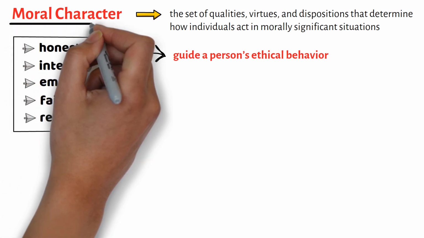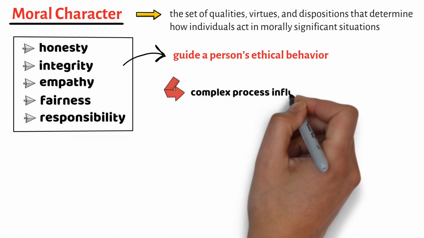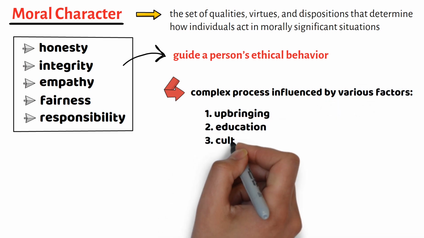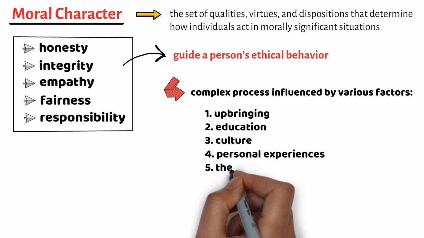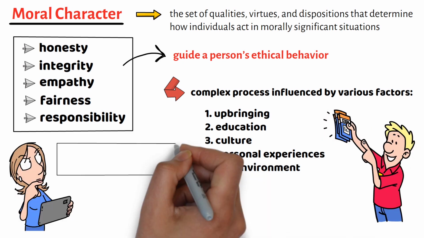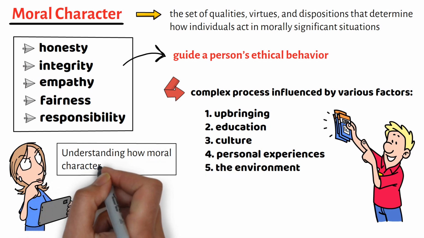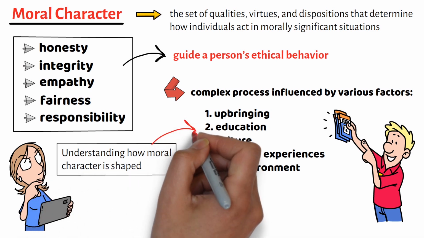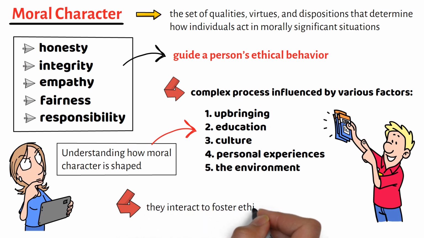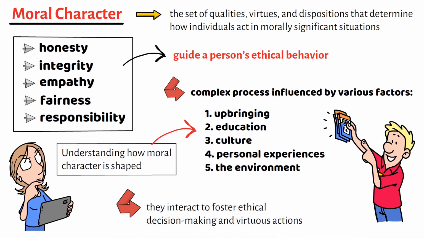The development of moral character is a complex process influenced by various factors, including upbringing, education, culture, personal experiences, and the environment in which a person lives. Understanding how moral character is shaped requires exploring these different influences and the ways in which they interact to foster ethical decision-making and virtuous actions. Let me briefly discuss each below.